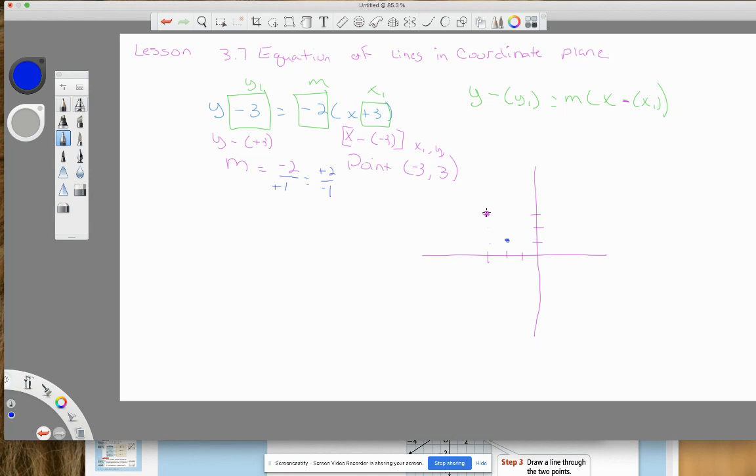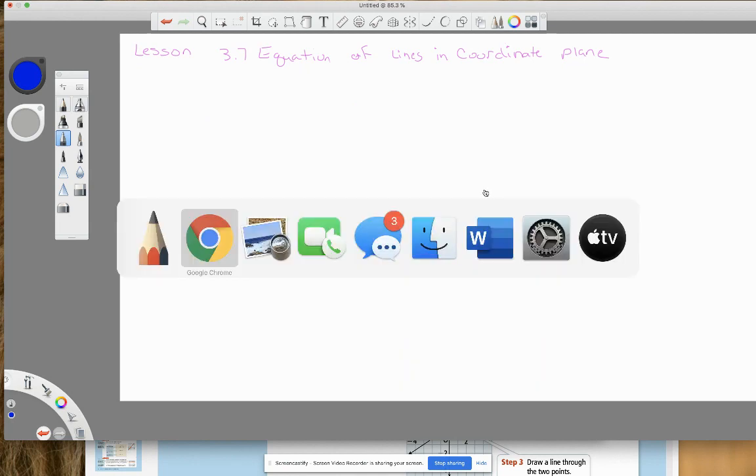Or I could have gone up 1, 2, and to the left 1. And then I simply connect my dots and draw my line. And that's how you would graph this equation. Let's look at problem number 4.